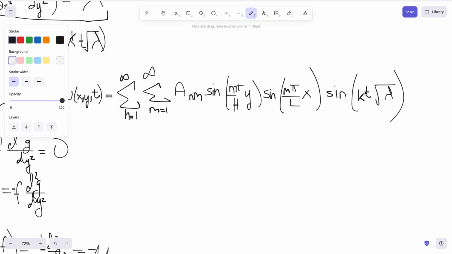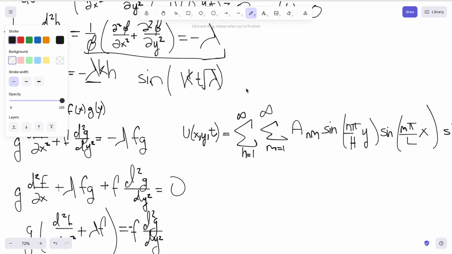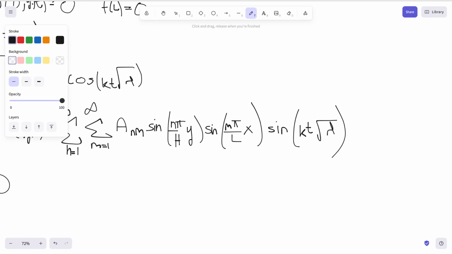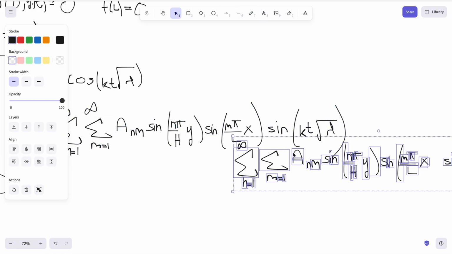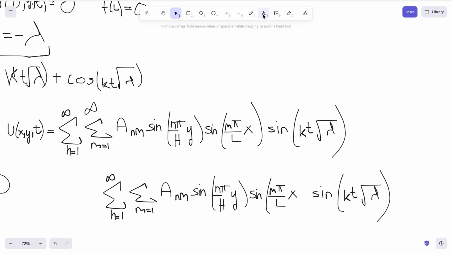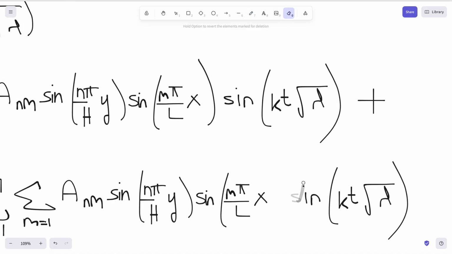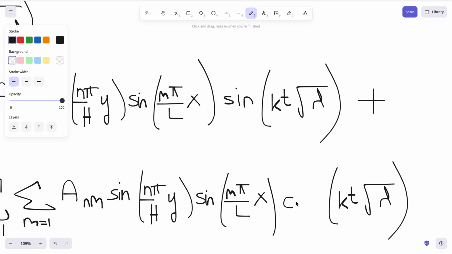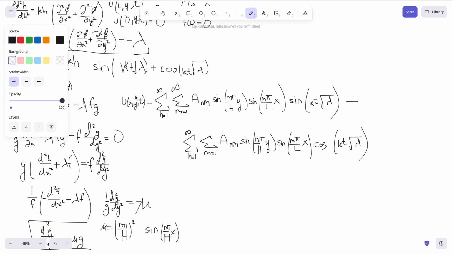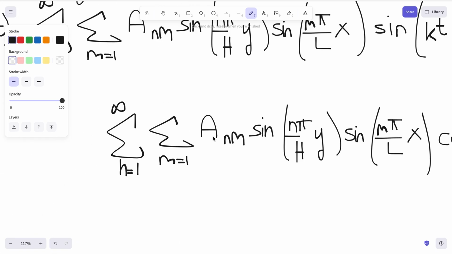Or wait, sorry, I think I messed this up. This should be sine of k t root lambda times cosine of k t root lambda, right? Because we don't have any boundary conditions or initial conditions that would disagree with that. So that means we'll have two terms here, right? Plus, this time, cosine of k t root lambda. So now, with this fully formed solution to our partial differential equation, we can figure out what our two constants are, a and b. I'll call this b.